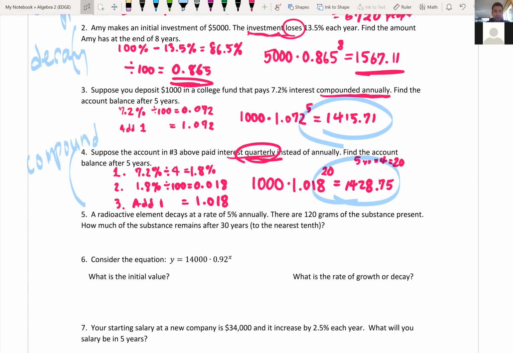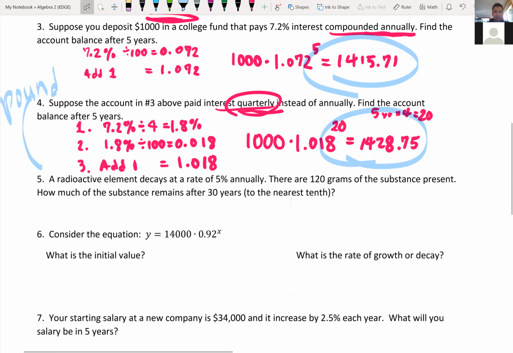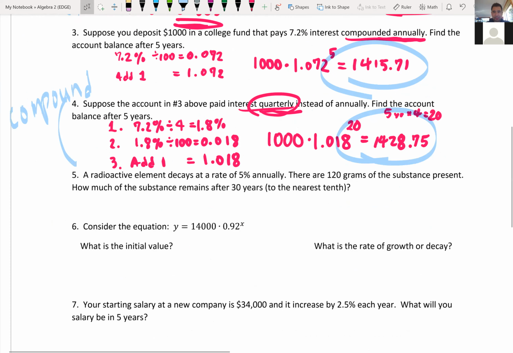Number 5. I don't know why I didn't give enough of a space there, but let's work on that. Some of you already figured it out. Very good.